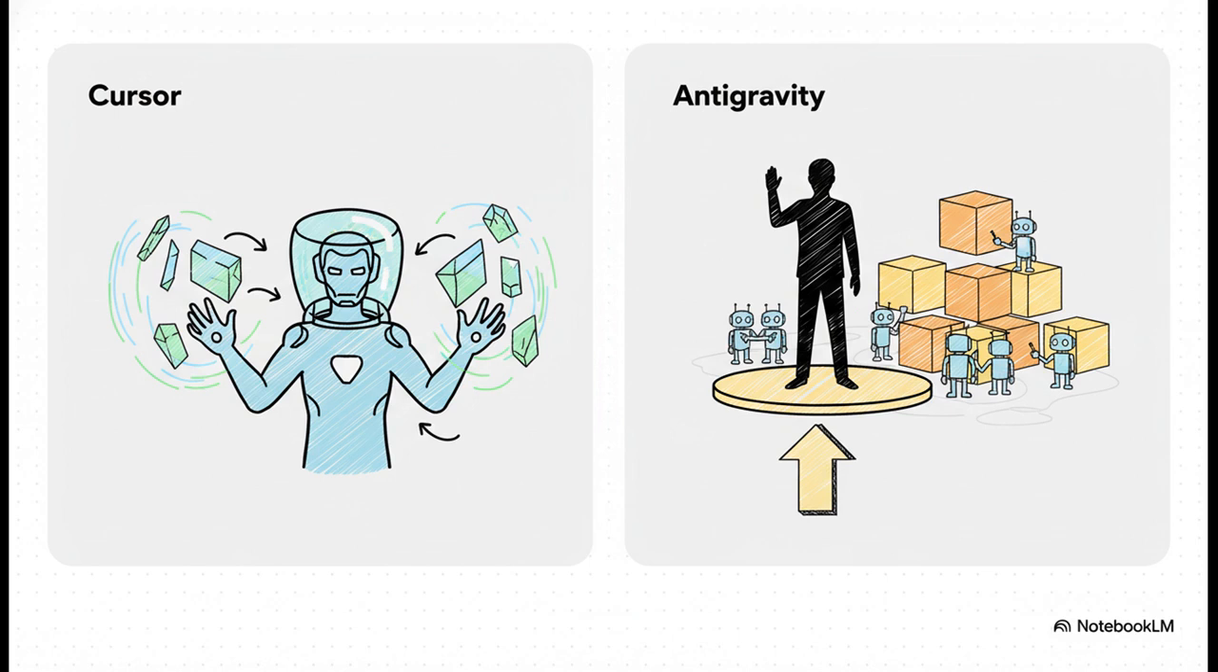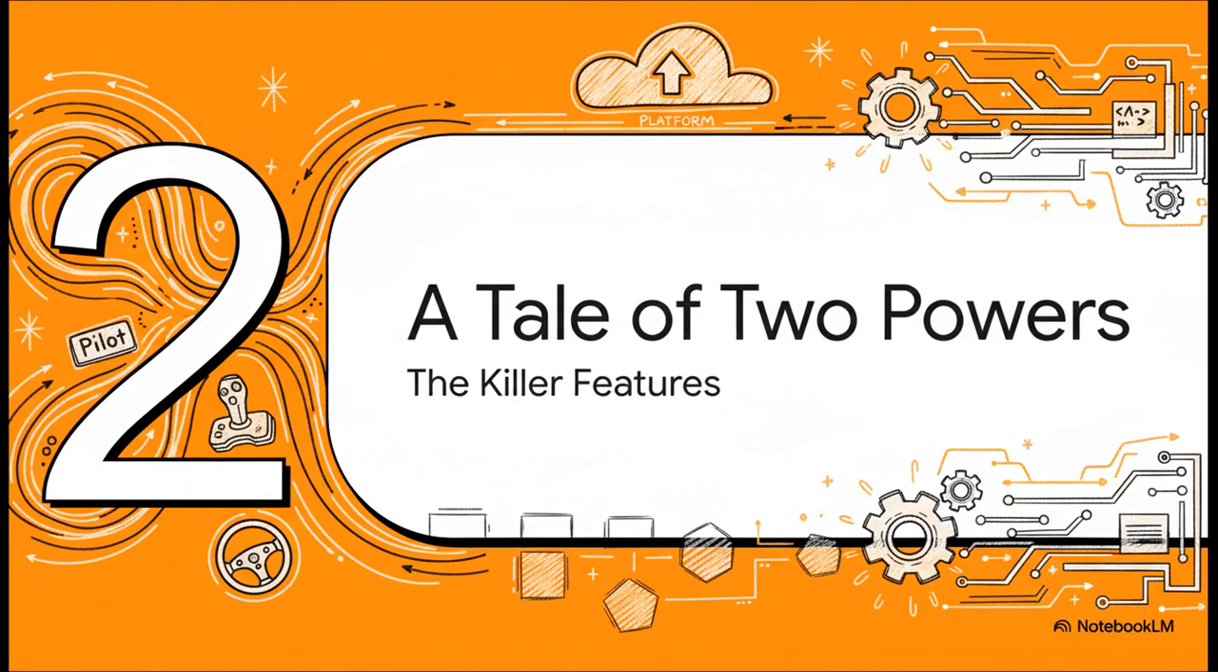Now on the flip side, you've got Google Anti-Gravity. It's what's called an AI-native agent IDE. That just means you're the commander. You give a big picture order, and a whole squad of AI agents figures out how to get the job done. So with those two different mindsets, let's look at the one killer feature for each of them that really shows you what they're all about.